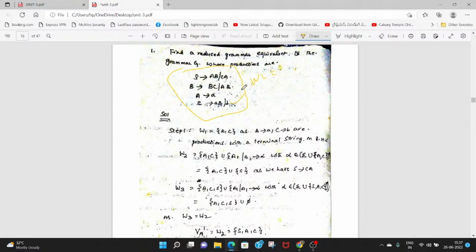So now W1 is including A and C, because A is directly deriving small a and C is directly deriving small b. Because of this reason, I am including A and C. See here. So this topic I have taken from Mishra.